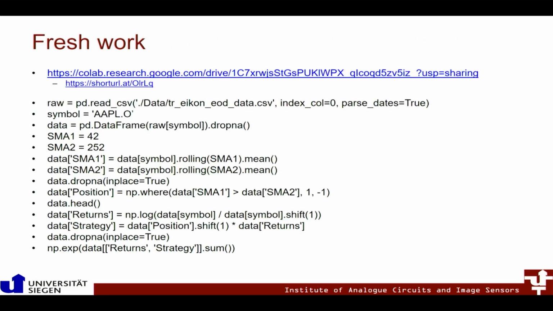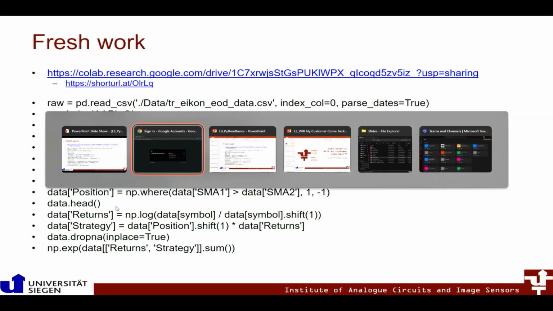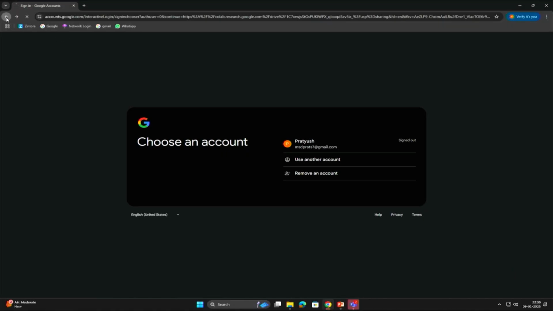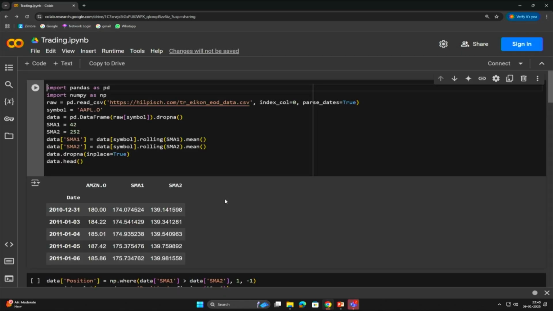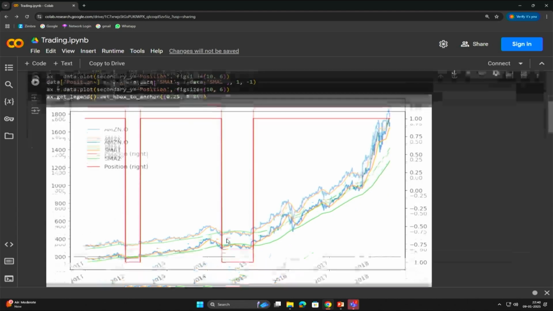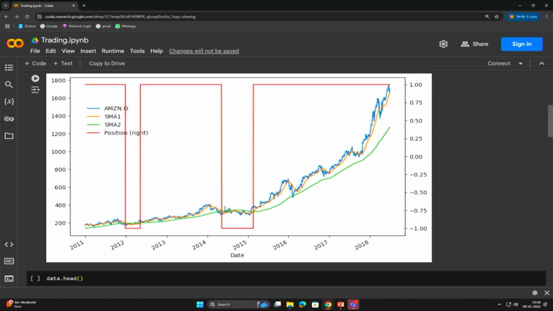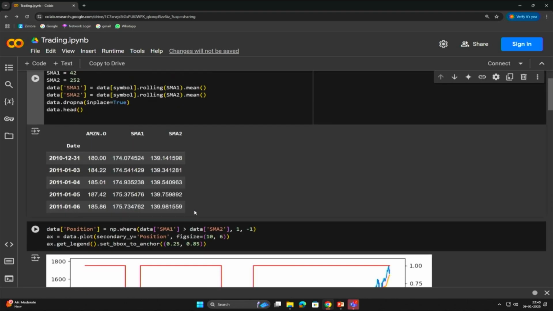So the code does, let's see if possibly I can run it from here. So this is for Apple here. No, it's not for Apple.